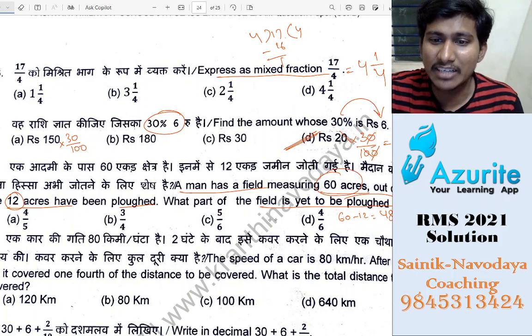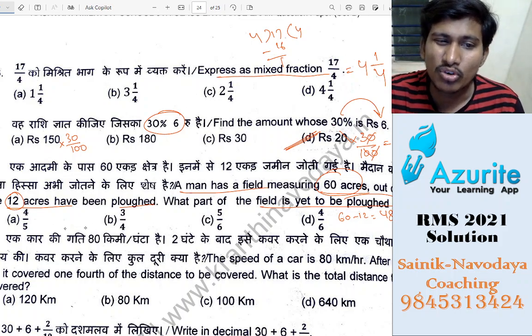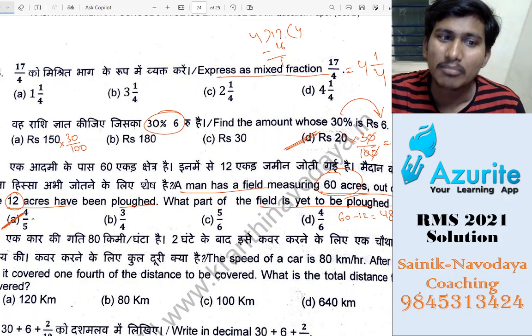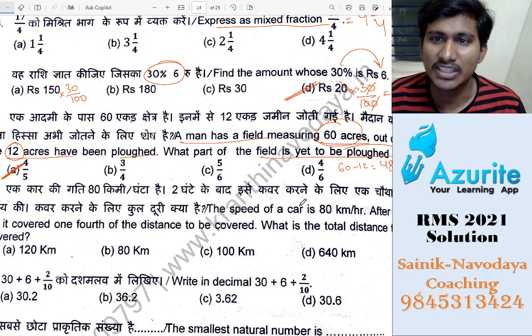So 48 by 60 will be how much? If you cancel it out, 12 we cancel. 12 4s are 48, 12 5s are 60. So 4 by 5. So 4 by 5 is yet to be ploughed. Yes, option A. Okay?